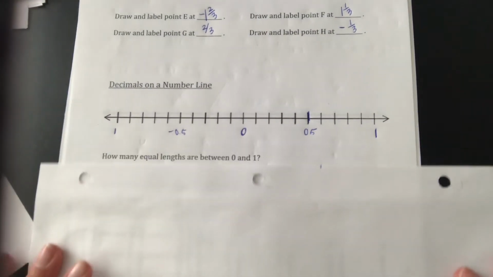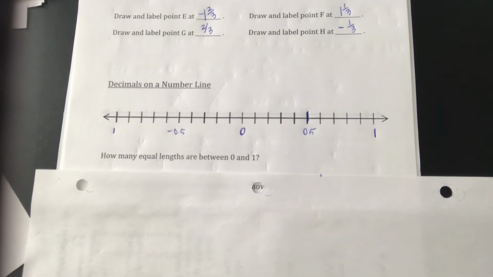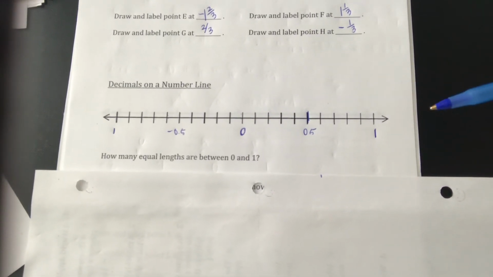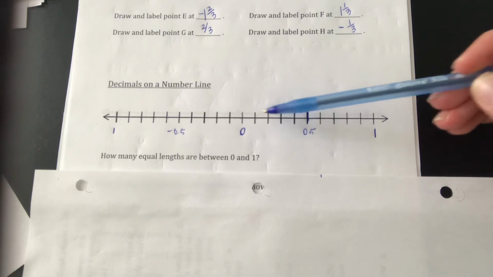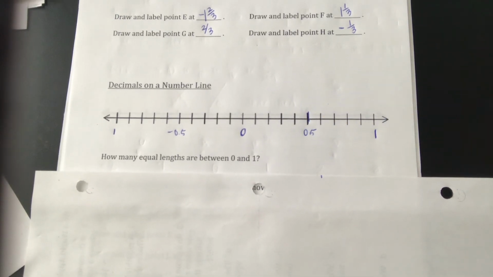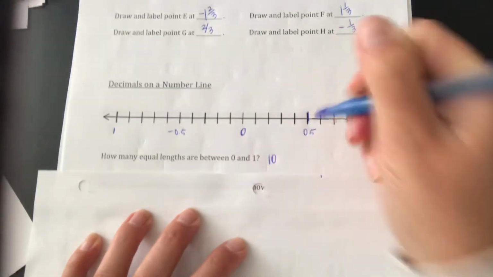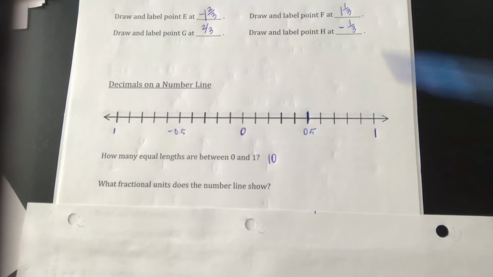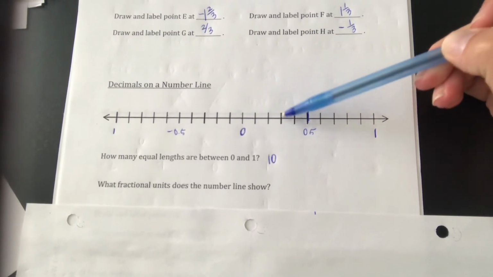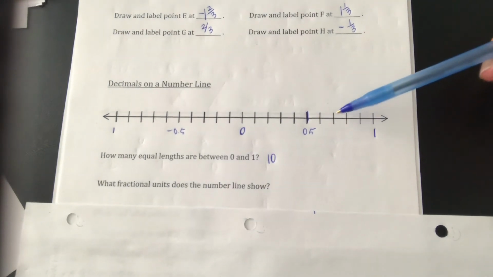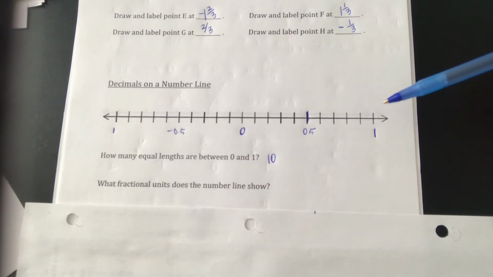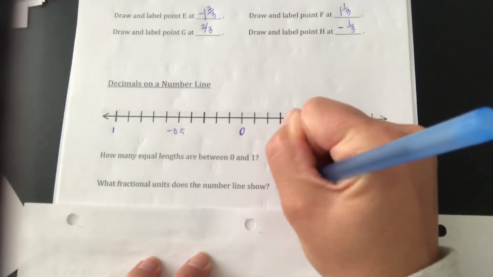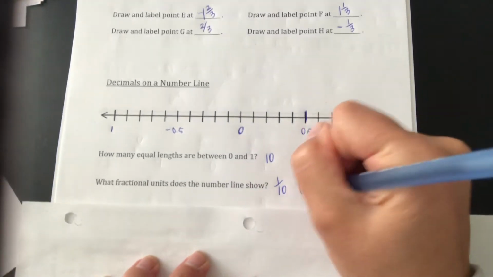Okay, so here are the questions. How many equal lengths are between 0 and 1? Well, I already told you that we're doing tenths, but that's how you would find out, is you would count how many spaces in between, and there were 10 spaces. So what fractional unit does this number line show? Well, here we've got 1/10, 2/10, 3/10, 4/10, 5/10, 6/10, 7/10, 8/10, 9/10, and 10/10. Okay, so it is a tenth, 1/10, or tenths.